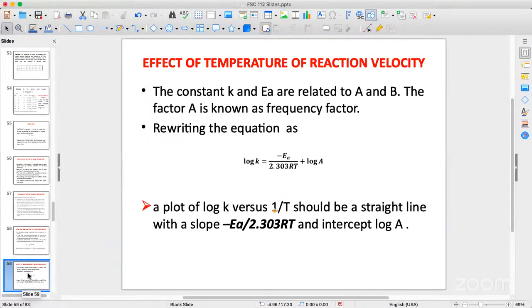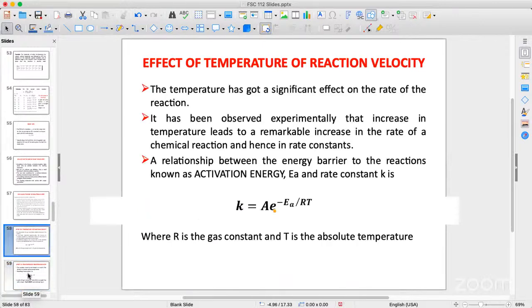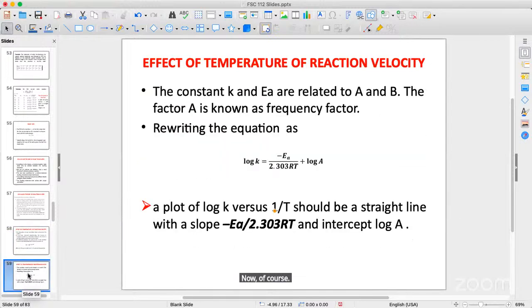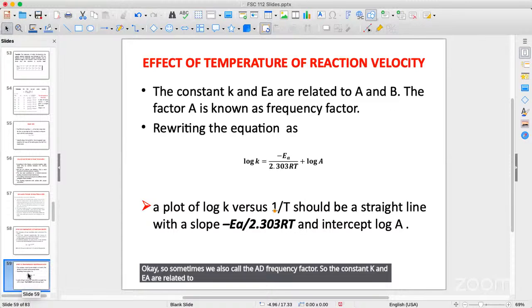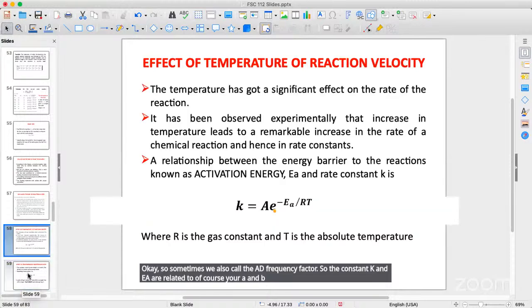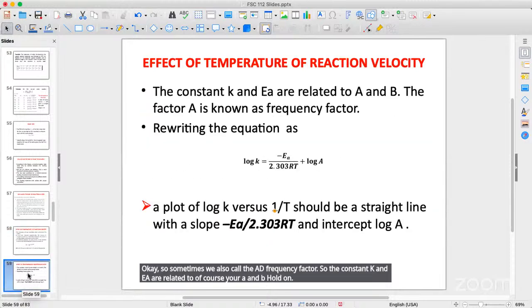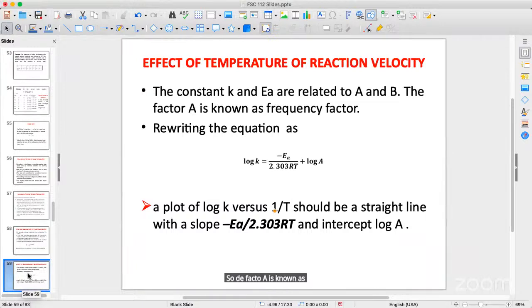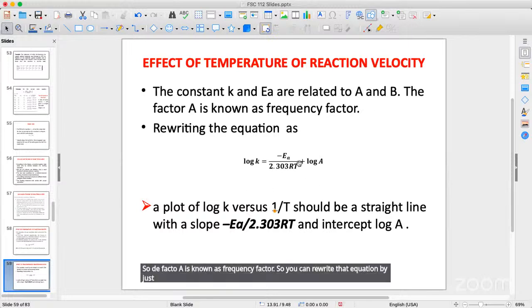Now, of course, sometimes we also call the A the frequency factor. So the constants K and EA are related to your A and B. The factor A is known as the frequency factor. So you can rewrite that equation, and if you want to remove that exponential, then you get this really.